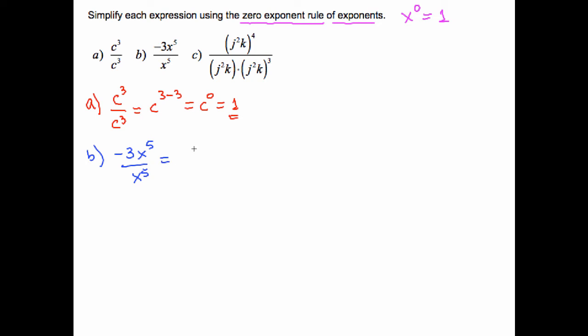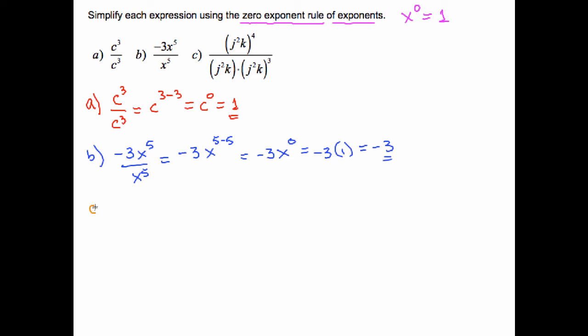For part B, we have negative 3 x to the 5th divided by x to the 5th. So I want to realize that I will rewrite the negative 3, but the common base of an x is in the numerator and denominator. Since I'm dividing with a common base, I can subtract the exponents on the x only. So x is raised to the 5 minus 5. This means I have negative 3 times x to the 0. So now I have negative 3 times, and x to the 0 is just 1. And negative 3 times 1 is negative 3.